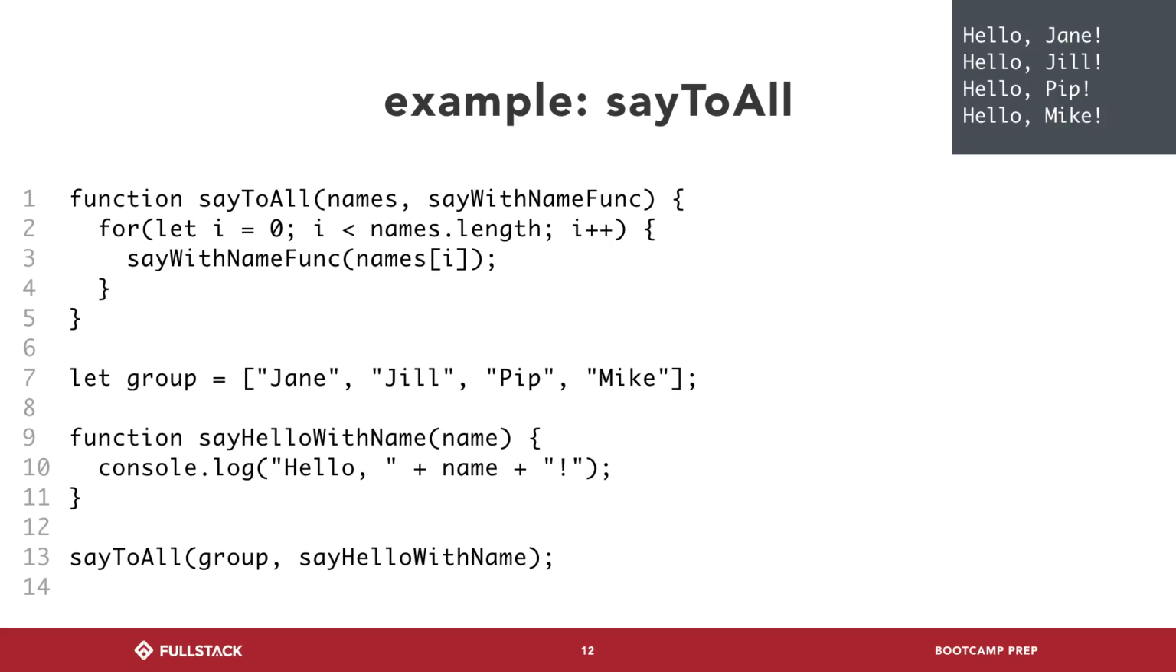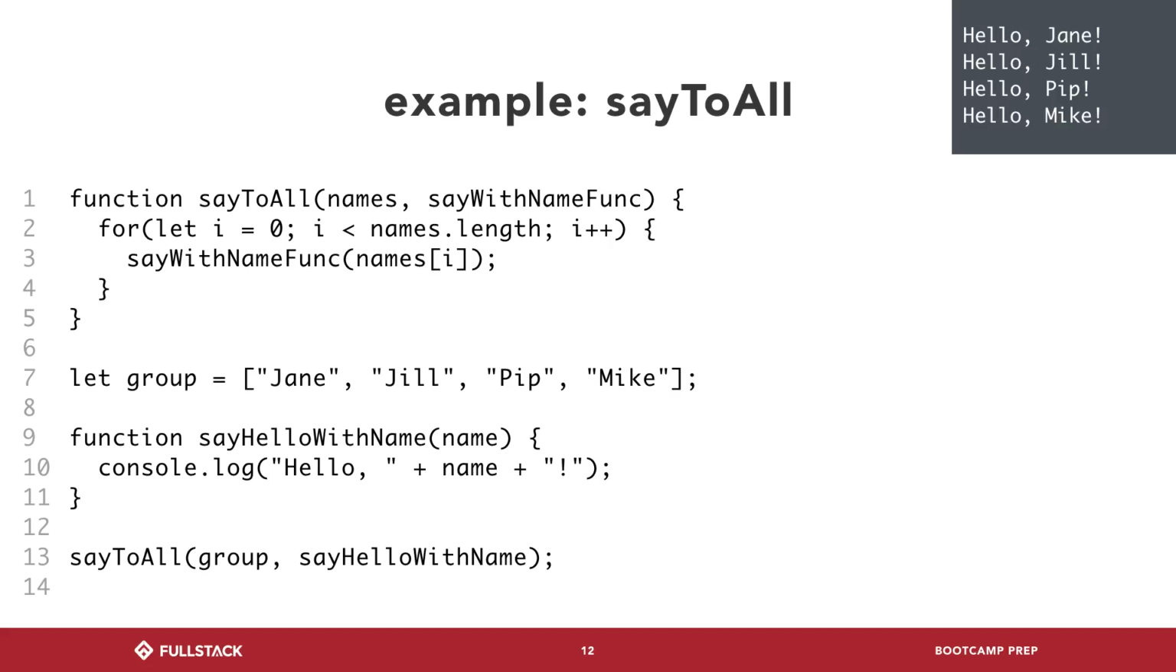So here, this one's probably a little bit simpler to understand. On line 7, we actually create this array with 4 names. We call it group. And all we're really doing is executing the sayToAll function. We're invoking it, see the sayToAll, open followed by close parentheses. We're passing it 2 things: the array we just created, and this function called sayHelloWithName. So I jumped from line 13 to line 1, because that's where sayToAll is.